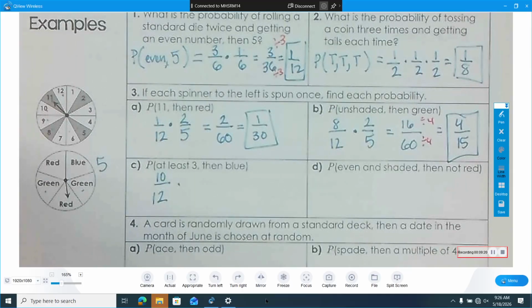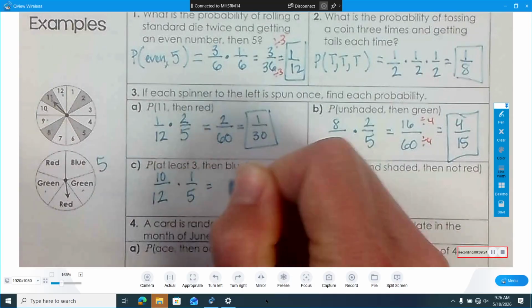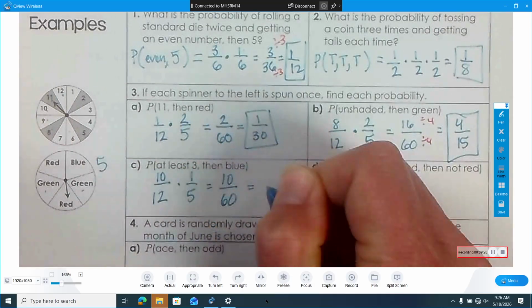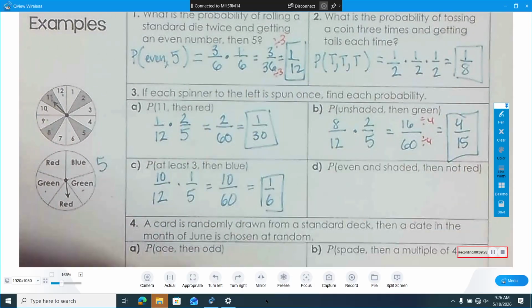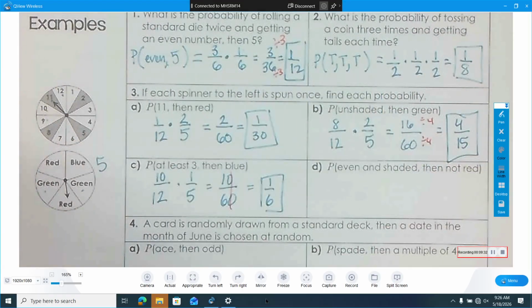And then landing blue? 1 out of 5. Straight across would be 10 over 60, which reduces to 1/6. That's an easy one. The zeros just cancel out, right? Well, it's really dividing by 10.